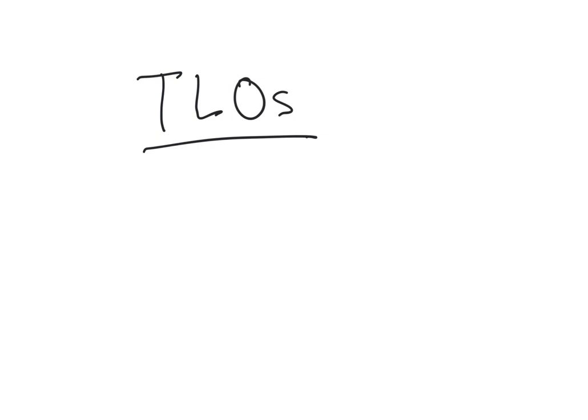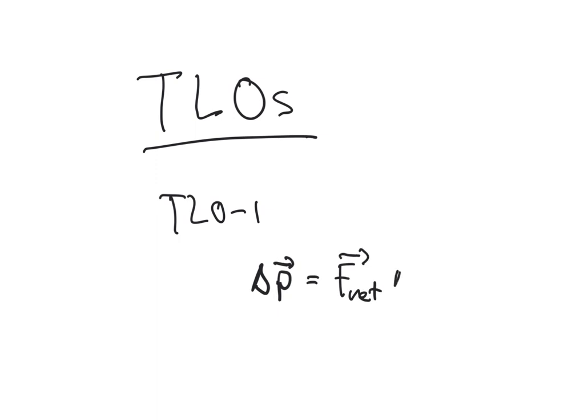So the first theoretical learning outcome, TLO number 1, let's say TLO-1, is to use the momentum principle to compute the future motion of a system given its current state. So first of all, what is the momentum principle? It's that the change in the momentum of a system is equal to the net force acting on the system at some point times the time over which that net force acts.